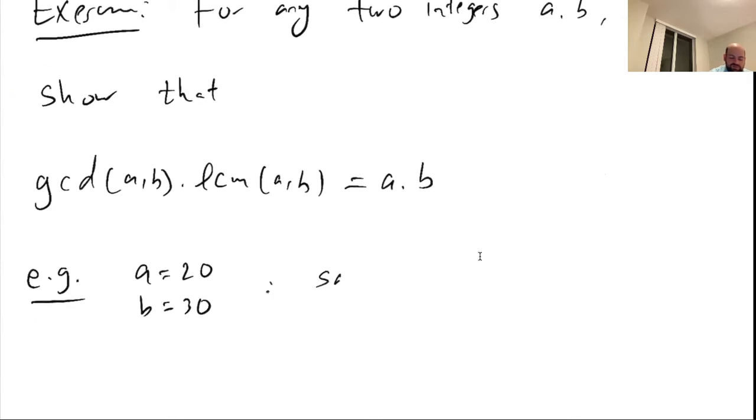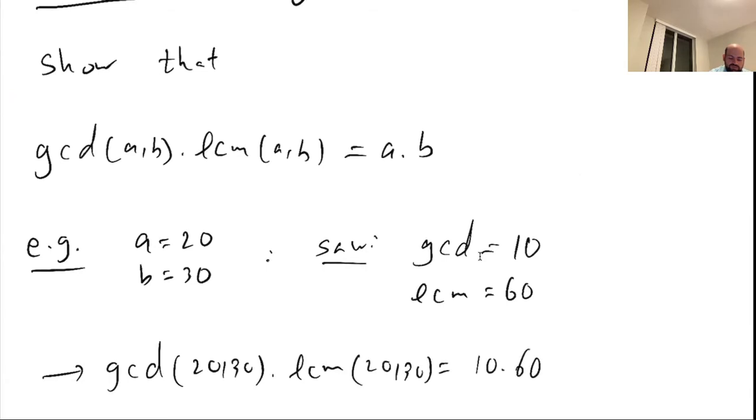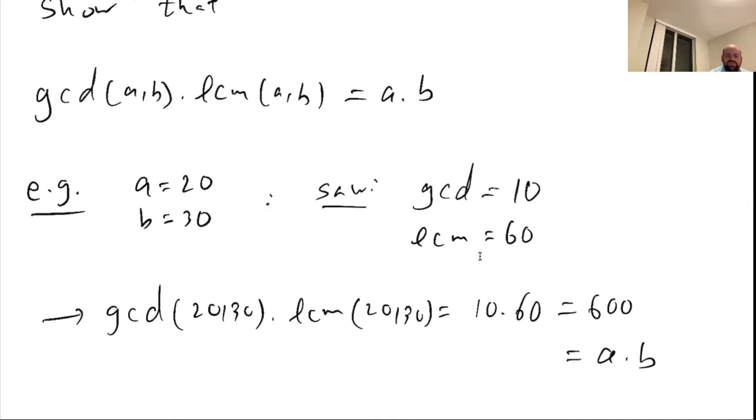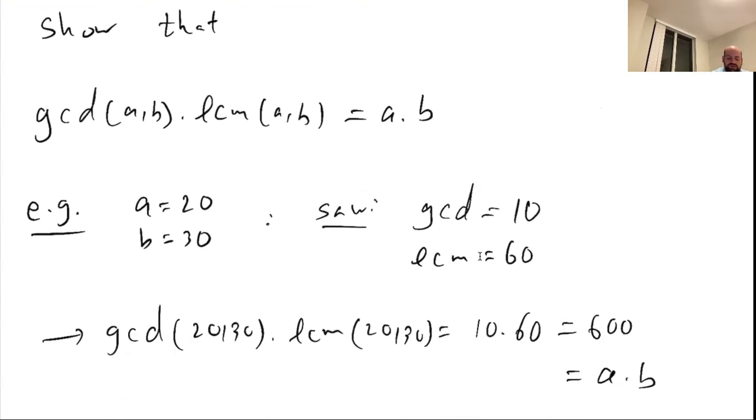And we saw that the GCD was 10, and the LCM was 60. So that means the GCD of 20 and 30 times the LCM of 20 and 30 is equal to 10 times 60, which is 600. And this is the same as A times B. So this is an example of this. But of course, it's just an example, it's not a proof.